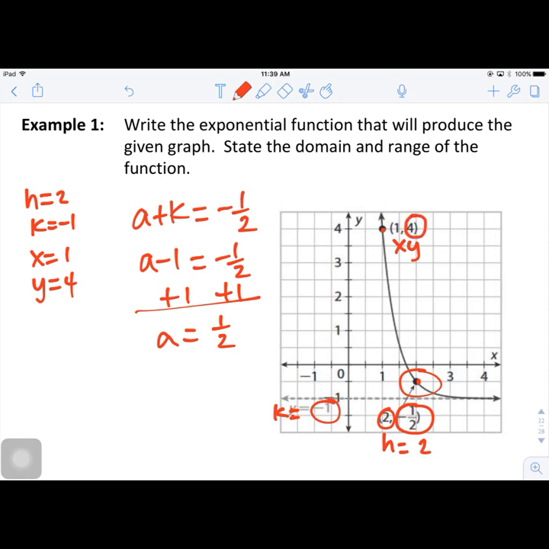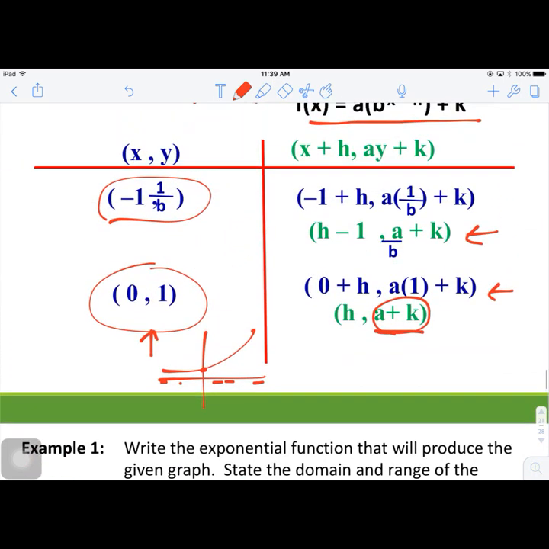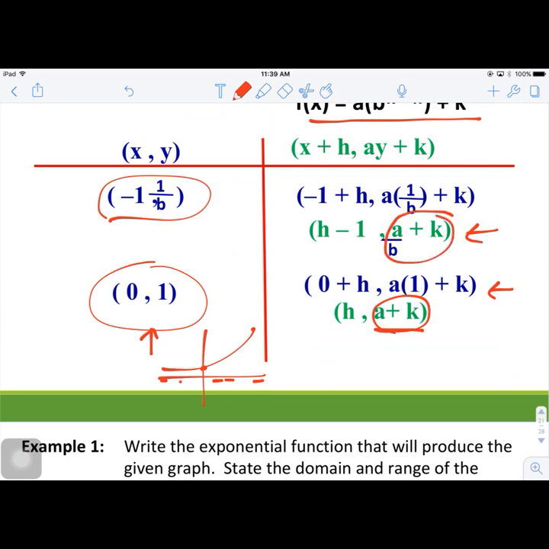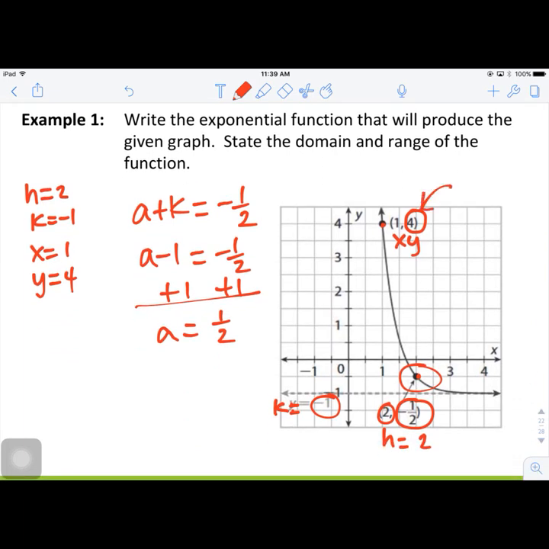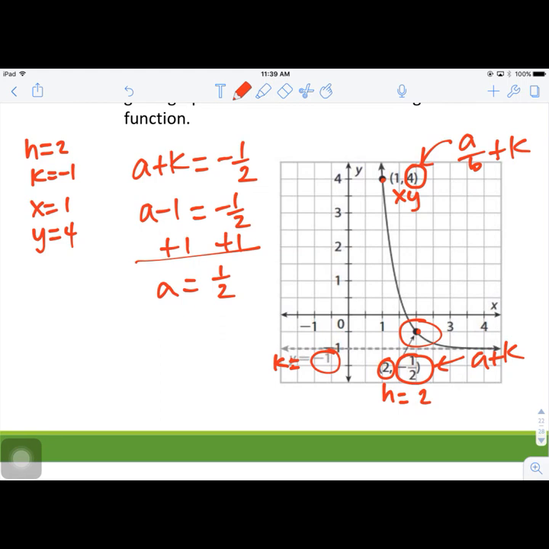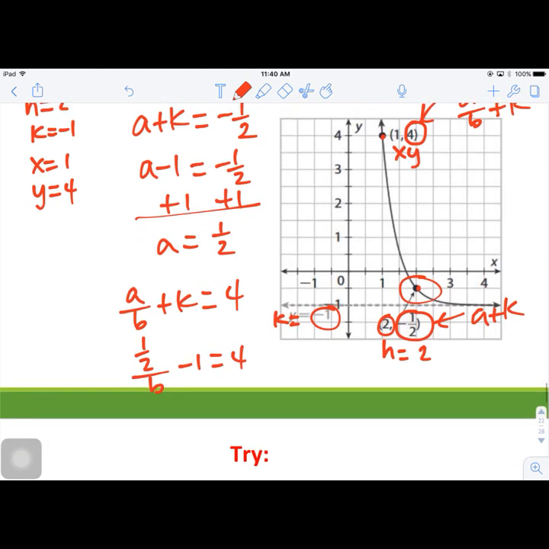Using the second point, we are mapping it to this equation here, a over b plus k. So we're going to let that equal a over b plus k. And this one is the point that we have. So using the same equation, we have a over b plus k equal to 4. So that point is mapping up to 4. We already know a is 1/2. We do not know b. We know k is -1. So after substituting those values in, we will solve for b.